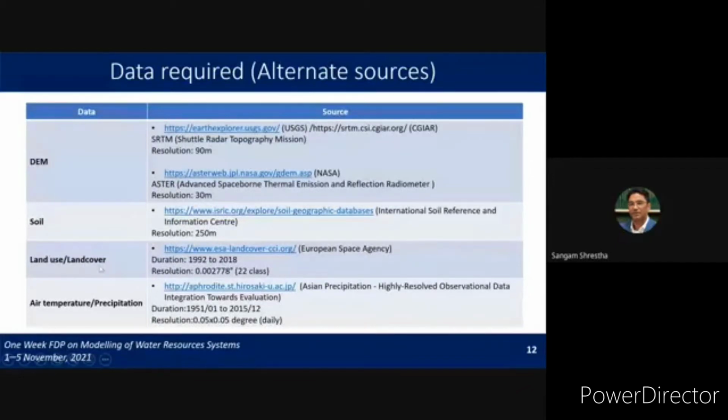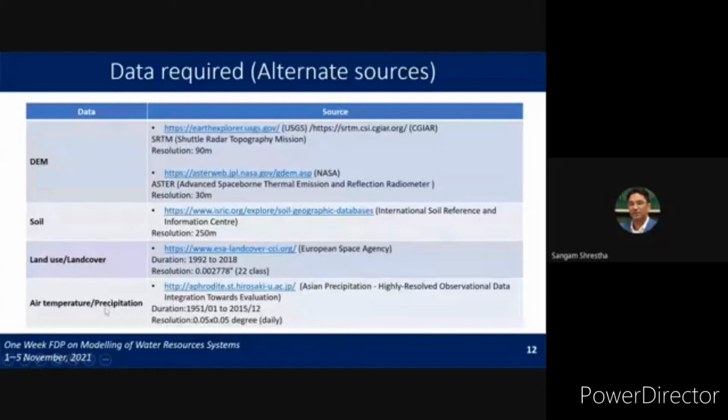Similarly, land use and land cover data are also available from several websites and projects. For example, the annual land use and land cover data is available from the European Space Agency, ESA. The duration of the land use and land cover data is from 1992 to 2018. So this is annual land use and land cover data.